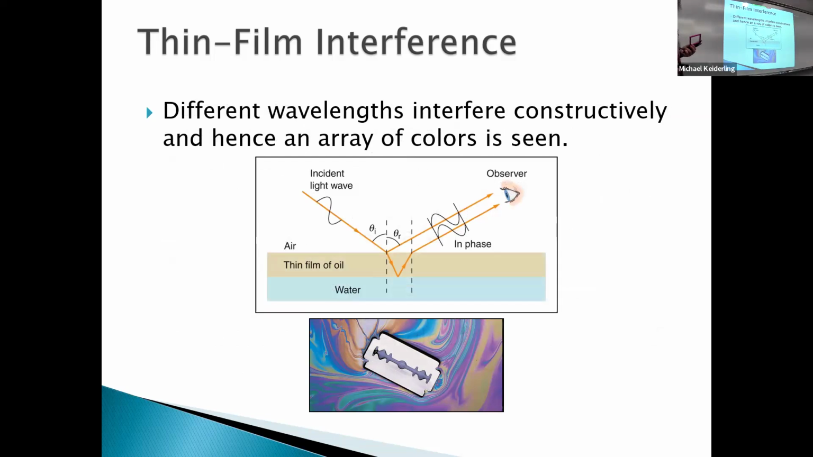And different wavelengths interfere constructively at different angles, so you see different colors. That's why you get this sort of rainbow pattern. Hence, you see a rainbow of colors depending on variations in the thickness, variation of your angle you're looking at, things like that.